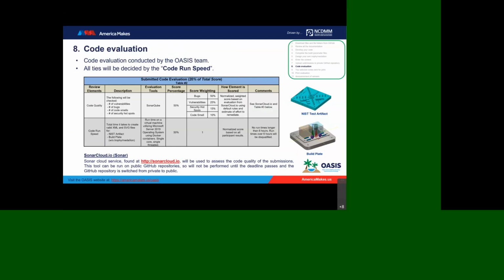With the code quality, we'll be looking at vulnerabilities, bugs, code smells, and security hotspots. This will be done using SonarCube. This is 50% of the total score, and the scoring is weighted 50% for bugs, 25% for vulnerabilities, 15% for security hotspots, and 10% for code smells. How we're scoring this is it will be normalized, weighted score based on an evaluation from SonarCloud.io using default rules and estimate of effort to remediation.